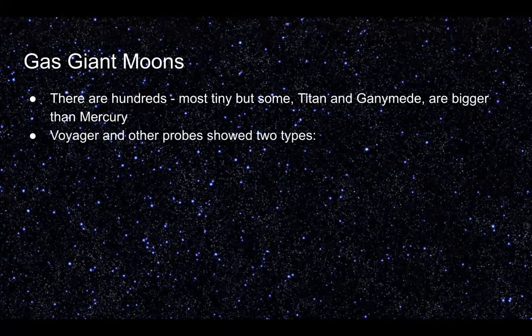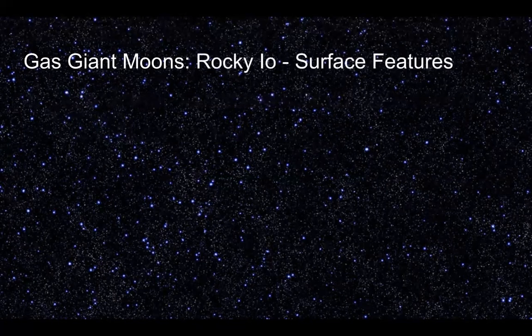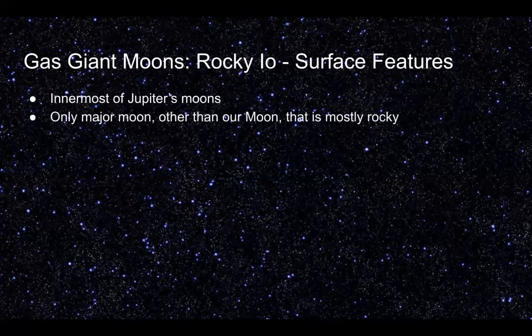Voyager and the other probes showed two types. There were the rocky types, typically that's Io, one of the moons of Jupiter, and you have the ice moons. So let's look at Io first. It's the innermost of Jupiter's moons. It's the only major moon, other than our own, that's mostly rocky.